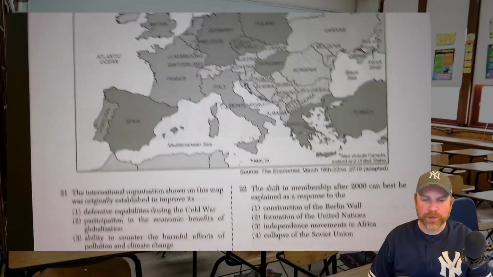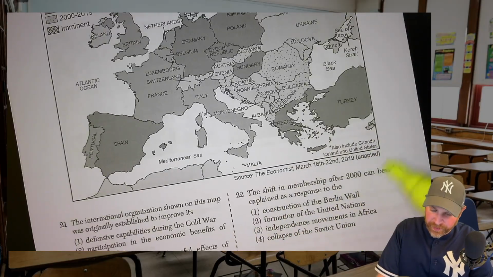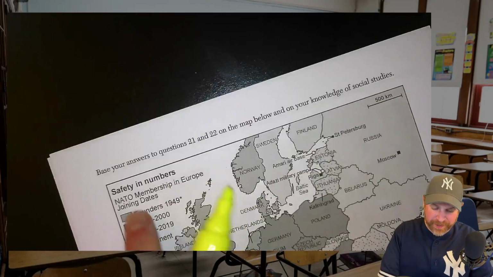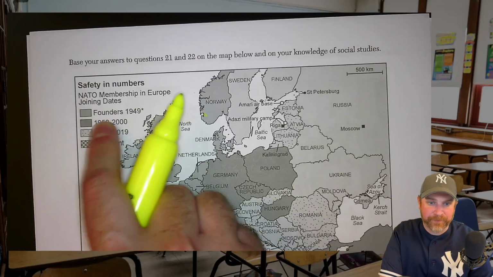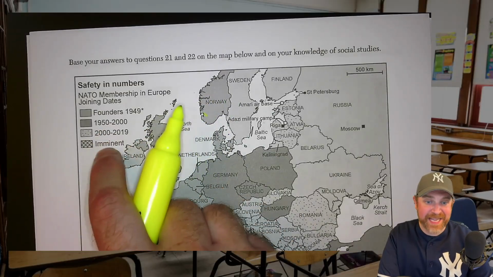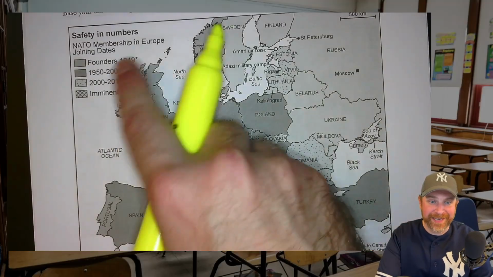Okay, so questions 21 and 22 correspond with a map published by The Economist in 2019. So a very recent image. And it says, "Safety in numbers: NATO membership in Europe, joining dates. Founders, 1950 to 2000, 2000 to 2019, and imminent." Okay, so basically showing the process of countries joining NATO, right?